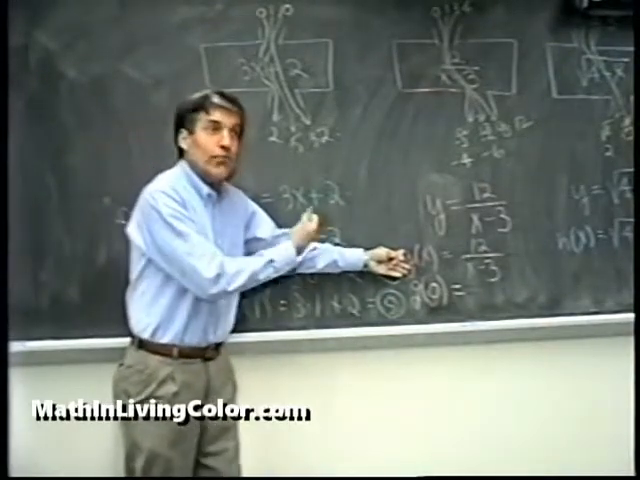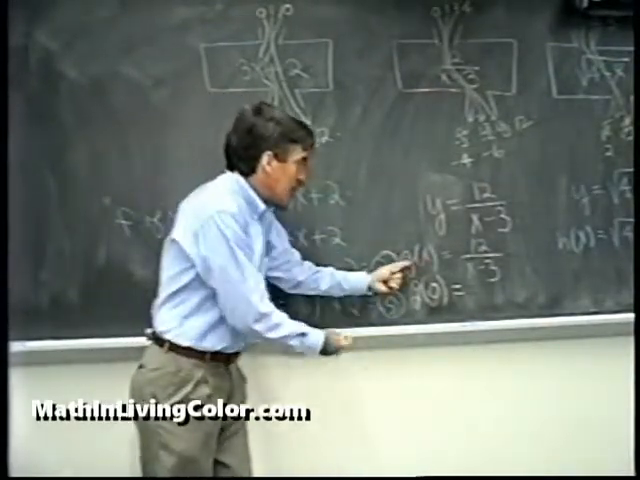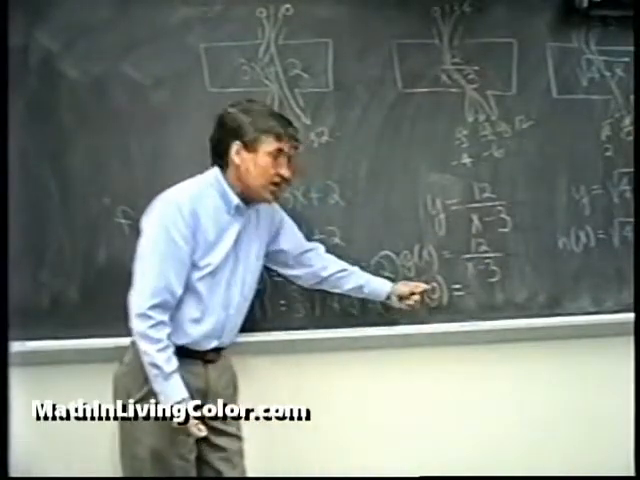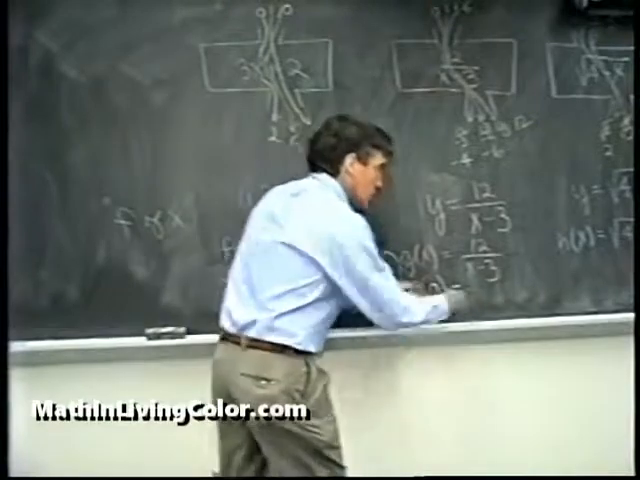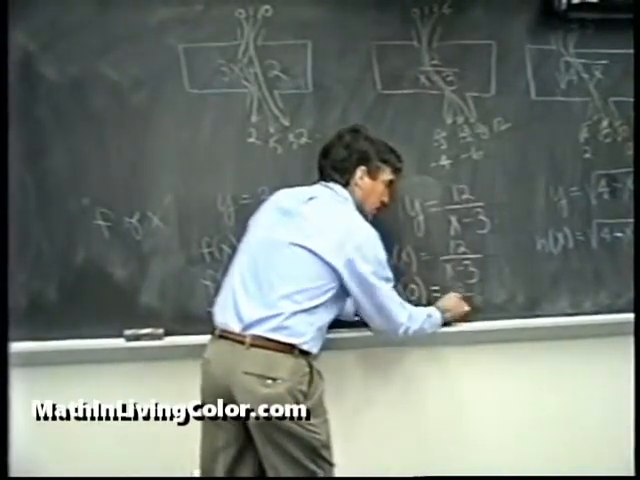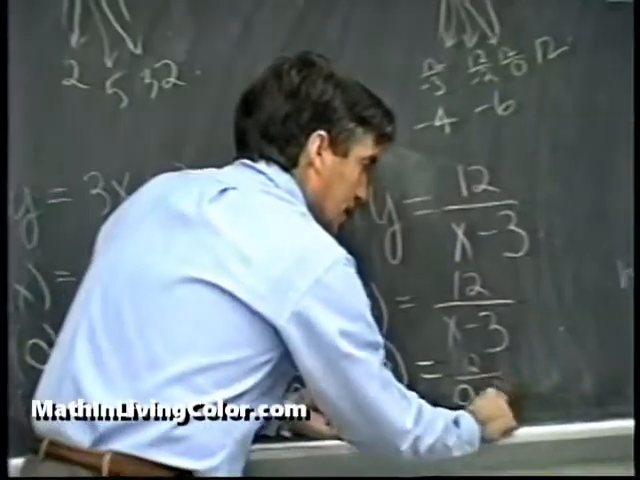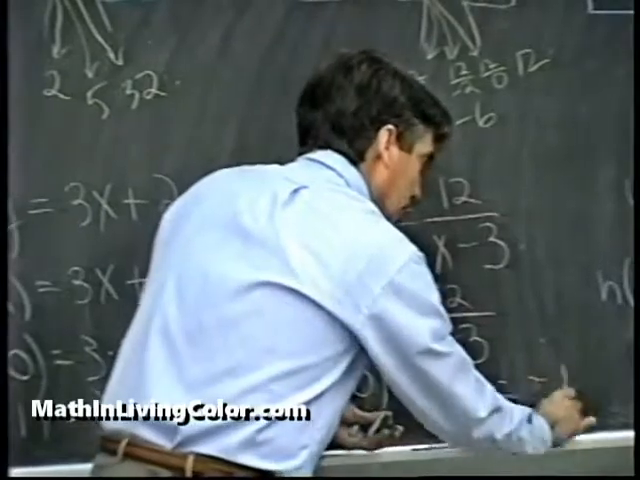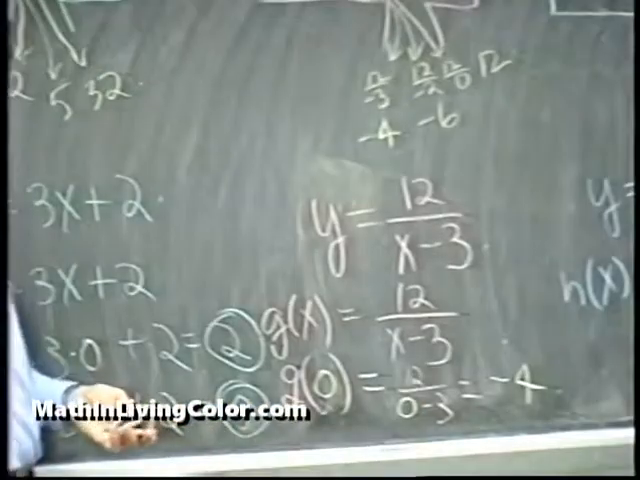So you can use whatever letter you want, but if it says g of x is 12 over x minus 3, what do we do with g of 0? 0 minus 3. We do 12 over 0 minus 3, which would be negative 4. So the answer would be negative 4, okay?